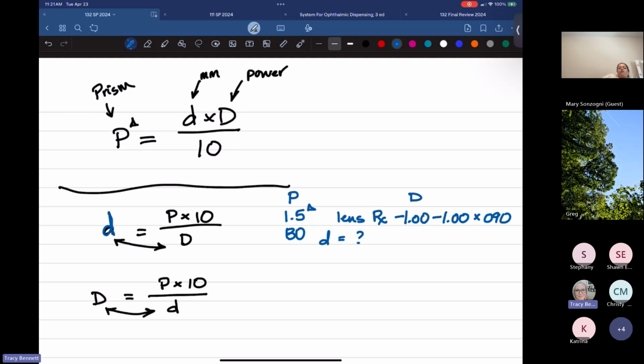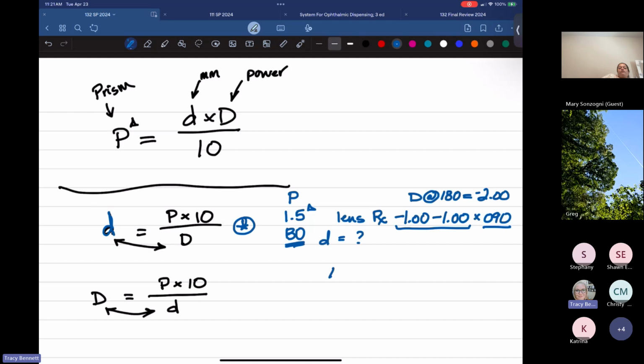So it's base out prism. So what meridian do we need to be on? 90 or 180? 180. 180, exactly. So the power at 180 of this particular lens, 90 is the -1. So we're going to add both of those together. So our 180 power is -2. So now I have my prism amount and I have my dioptric amount. And we'll use this formula to solve for little d, right?